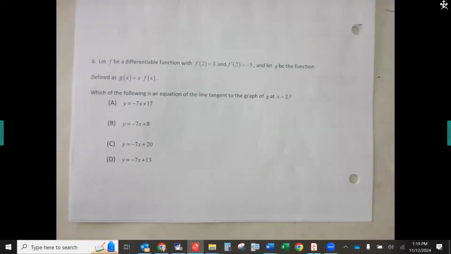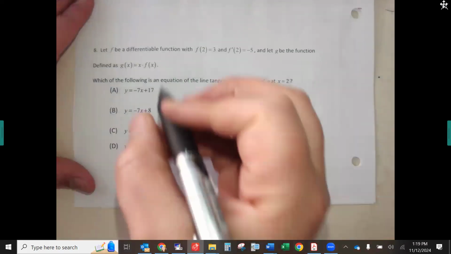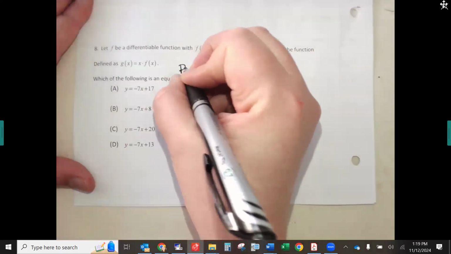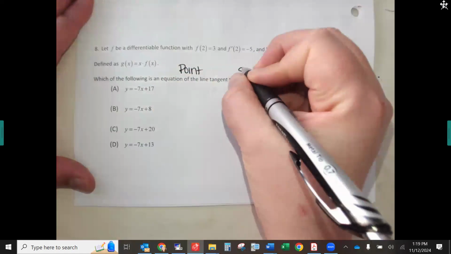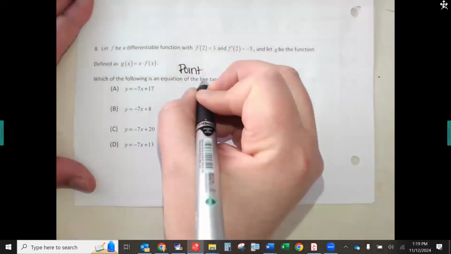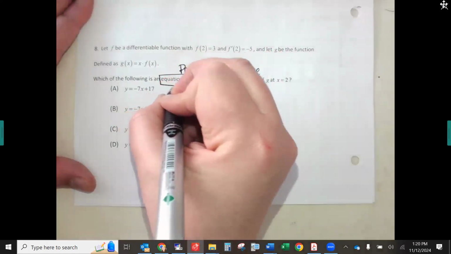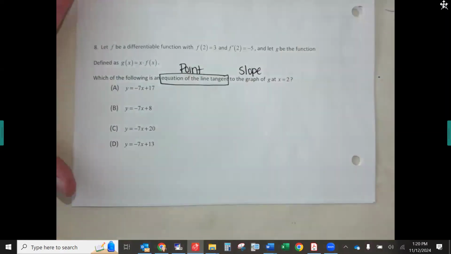Okay, so it says, which of the following is an equation for the line tangent to the graph of g? What are the two ingredients that you need to write the equation for any line? Point and a slope. Very good. So I want you to write down point and slope. Anytime you're writing the equation of a tangent line, those are going to be your two ingredients.